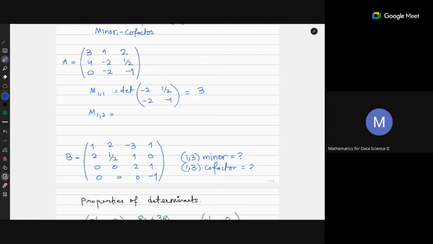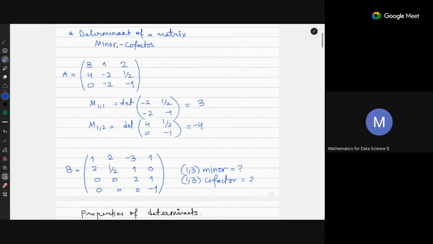Now, what is the minor of 1 comma 2? It is -4. It is -4 because we remove the first row and second column. What is the remaining submatrix? It is 4, 0, half, -1. And what will be the determinant of this? It is -4. So the answer is -4.